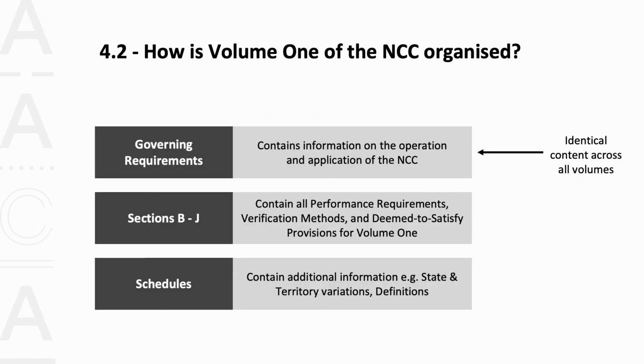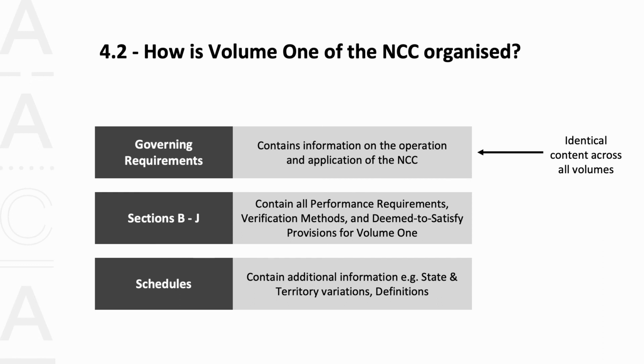So how is it organised? To be able to use Volume 1 effectively, it's best to understand how this volume is organised. So Section A contains the governing requirements, which are the same in all three volumes of the NCC. This includes information on building classifications and reference documents, and this was discussed earlier in our section on understanding the NCC. Sections B to J contain all the performance requirements, verification methods, and deemed to satisfy provisions for Volume 1.